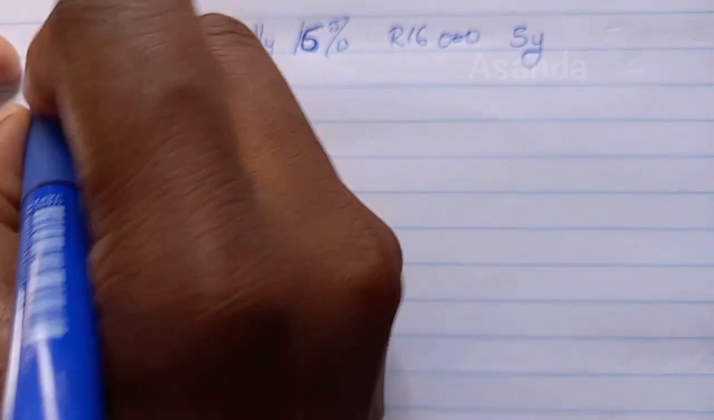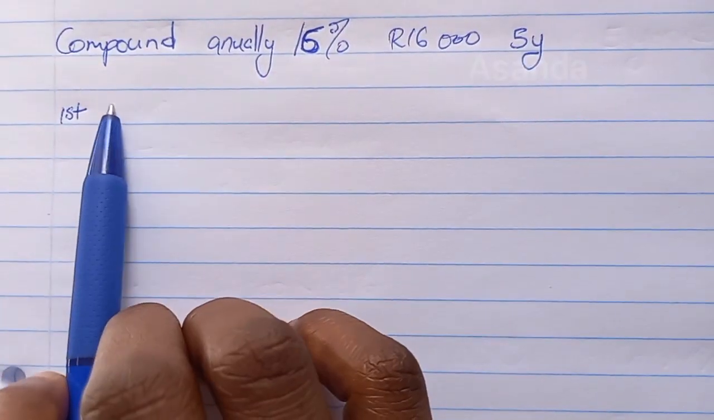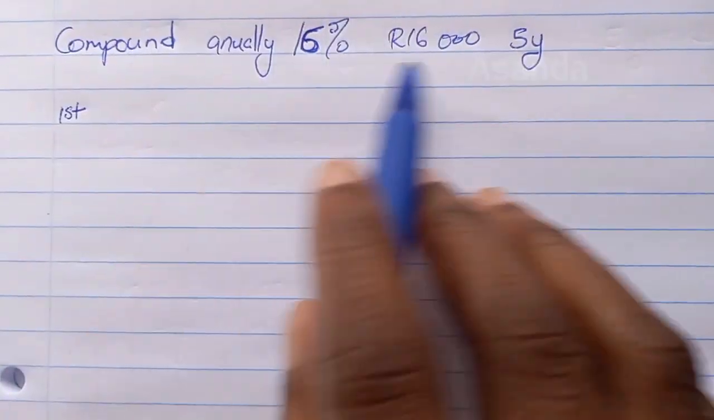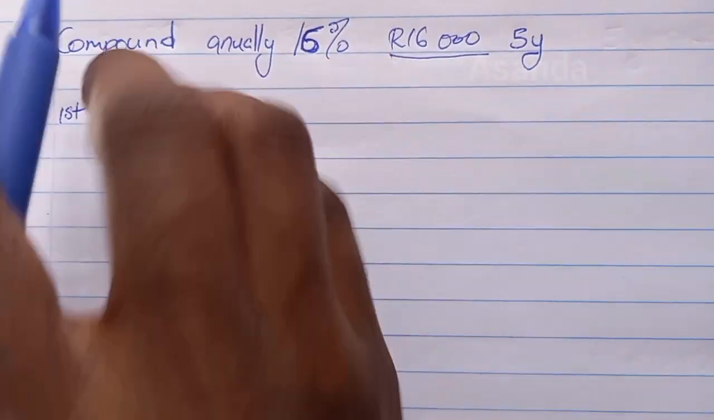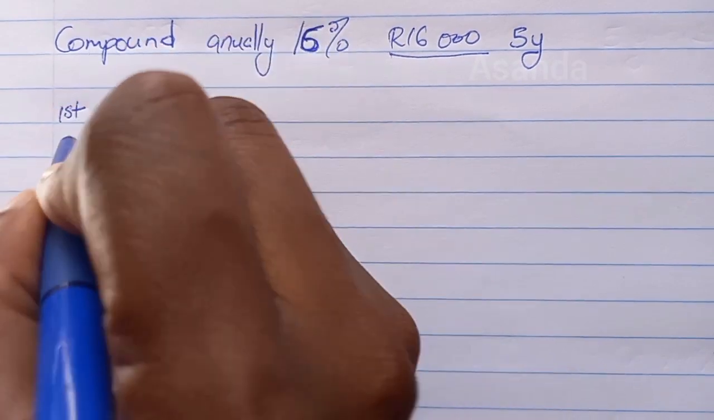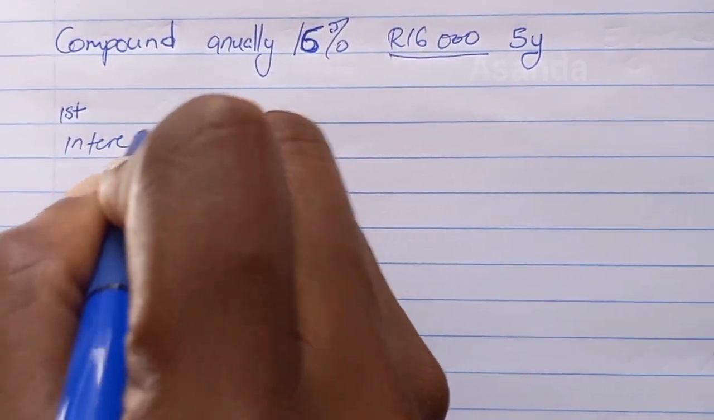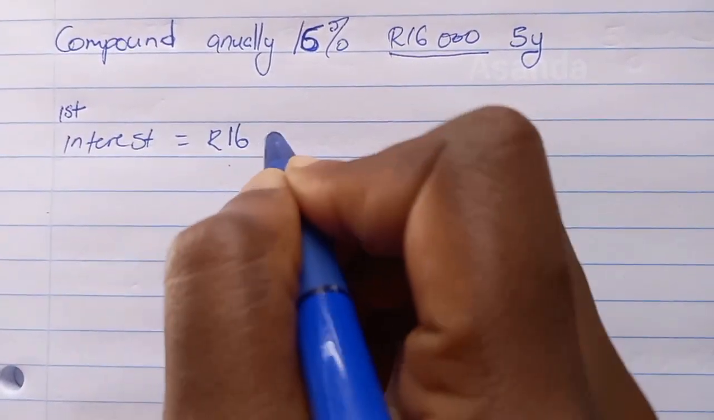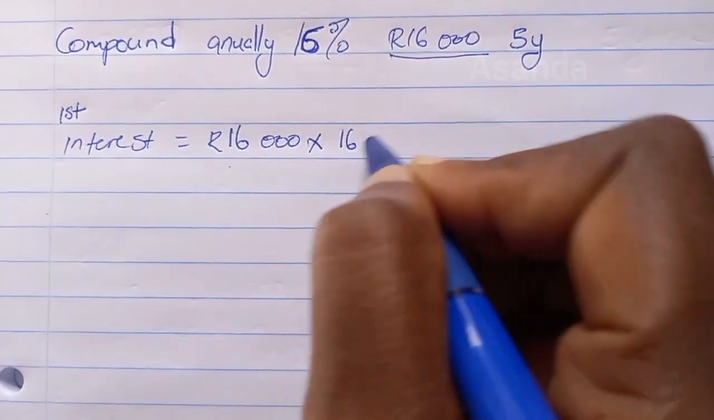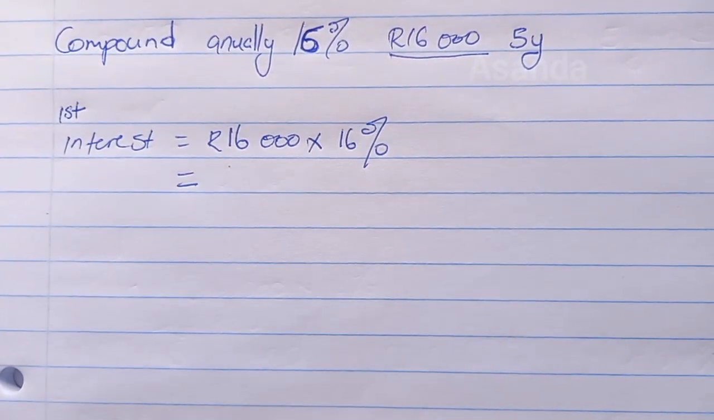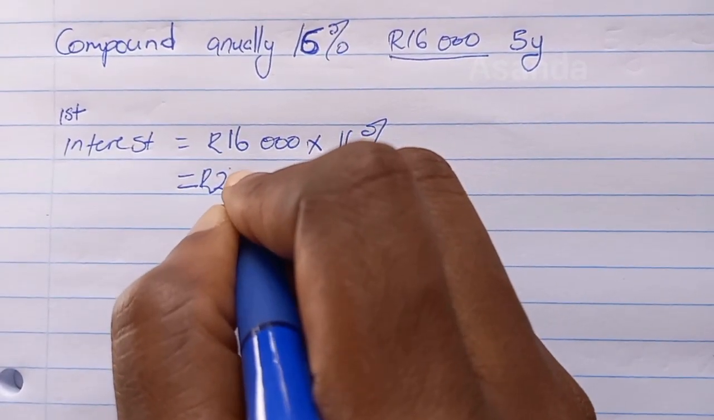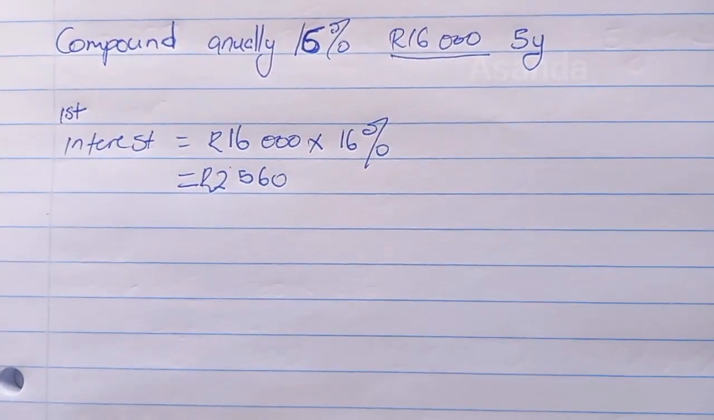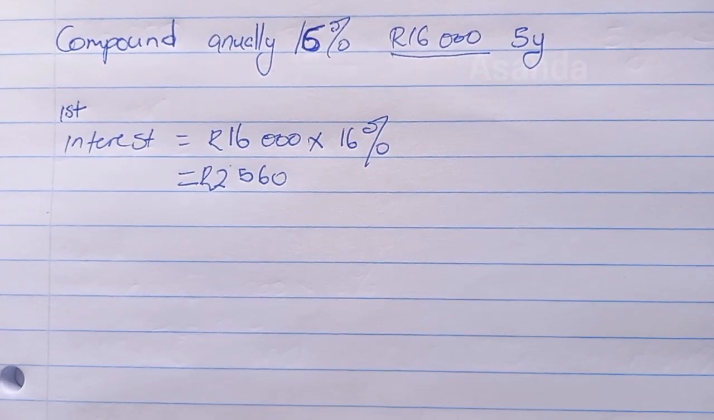So compound interest in the first year. In the very first year, we look at how much we have. We've borrowed 16,000 rand and that's it. There's nothing additional. So we're going to calculate the interest on the first year on that amount. Interest is equal to 16,000 multiplied by 16% this time, which is 2,560. Yay, I used the calculator correctly.